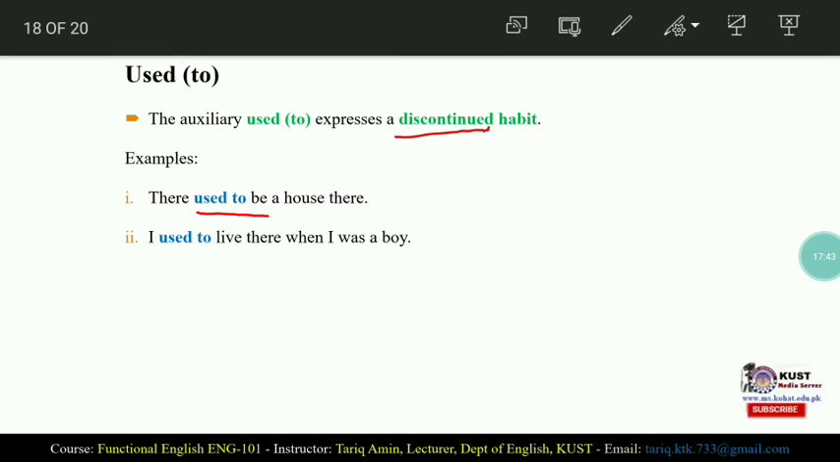I used to live there when I was a boy. It expresses a discontinued habit, that I used to live there in a particular room, but now I don't live there. I used to live there when I was a boy, but now I don't live there.